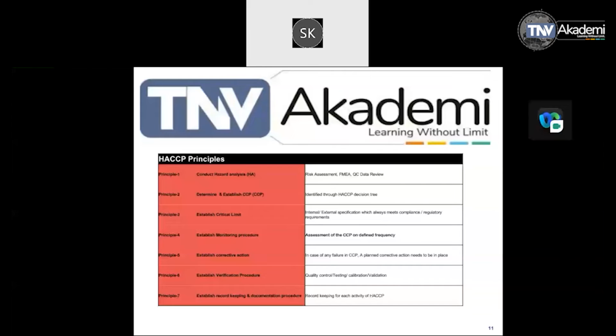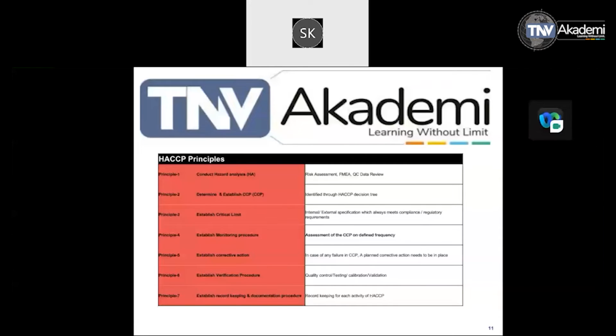A corrective action plan needs to be in place. Next we establish a verification procedure, like quality control testing, calibration and validation. And we establish record keeping and a documentation procedure, with records for each activity of HACCP. As we learned, all 12 steps are included, the 7 principles and 5 steps, so their whole step by step record should be available.